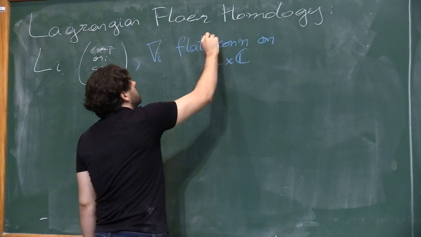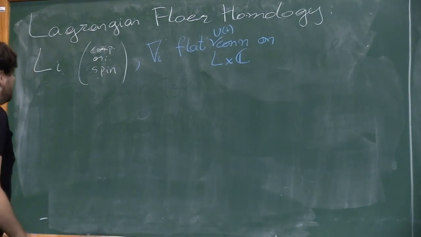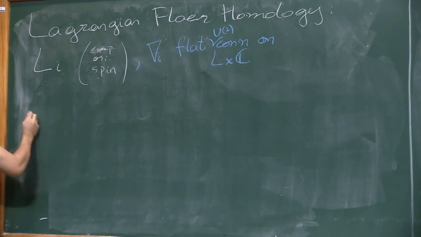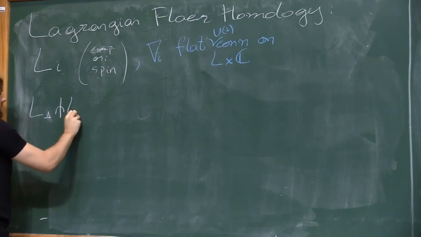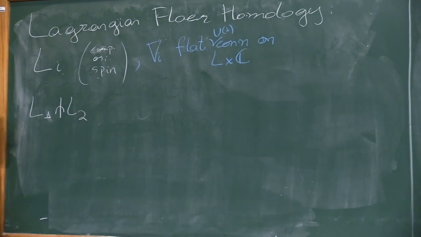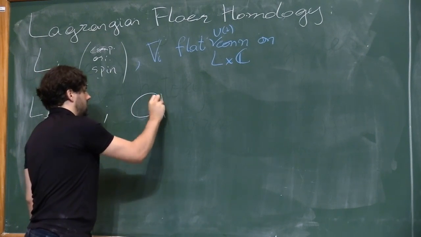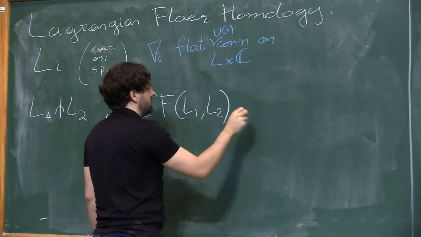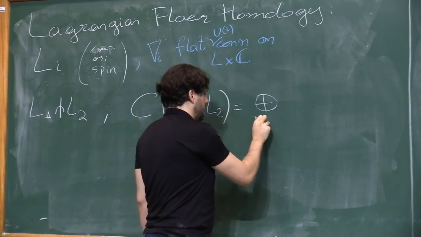On the trivial bundle, flat U(1) connections. And assume for the moment that these Lagrangians intersect transversely. So then I'll build you their complex, which will be, because they are compact, generated by a finite sum of intersection points.